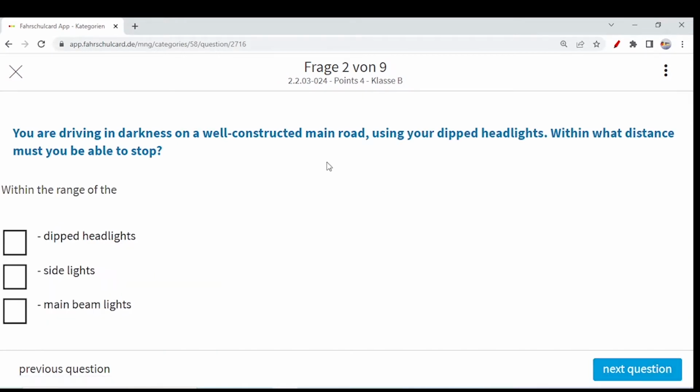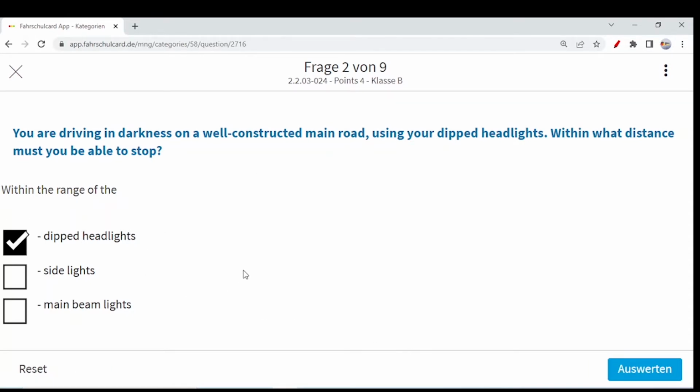Next question: you are driving in darkness on a well constructed main road using your dipped headlights. Within what distance must you be able to stop? Okay, so a well constructed road in darkness, it could be a Landstraße, it could be a Bundesstraße, and you are using dipped headlights. This we have seen a lot. Within what distance should you be able to stop within the range of dipped headlights?